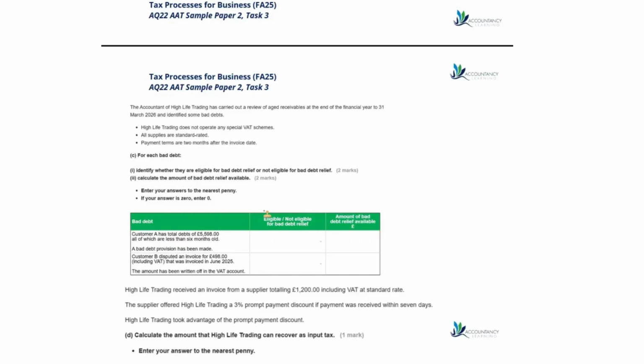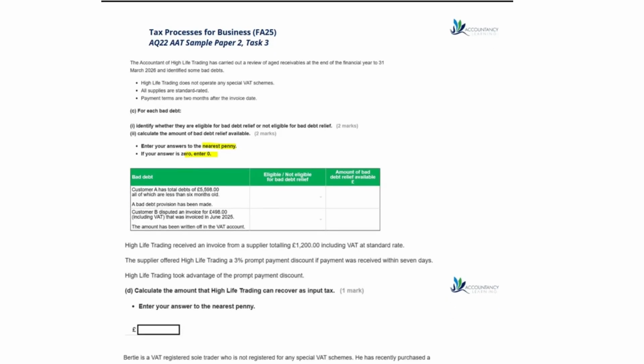So the accountant of High Life Trading has carried out a review of aged receivables at the end of financial year to the 31st of March 26 and has identified some bad debts. So we haven't got any special VAT schemes, everything is standard rated and payment terms are 2 months after the invoice date. We need to identify whether they are eligible for bad debt relief or not and calculate the amount of bad debt relief available. We're going to the nearest penny and entering 0 if we think the answer is 0.